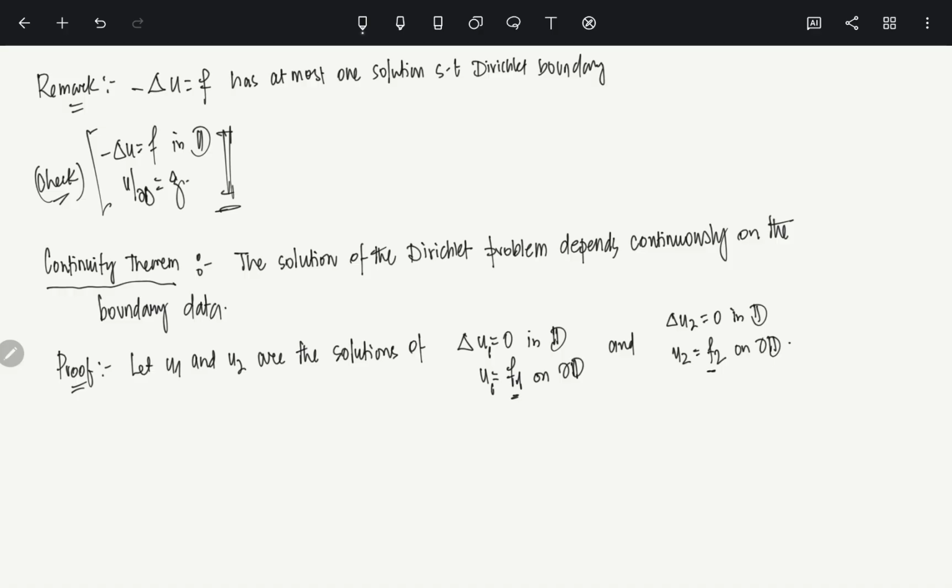Of course, in the interior both u1 and u2 are harmonic. Now define v equals u1 minus u2. Then v is a harmonic function again, it satisfies Laplacian of v equals 0. Let me write it properly. Laplacian of v is going to be 0, since Laplacian of u1 minus u2 is nothing but Laplacian of u1 minus Laplacian of u2, which is 0.